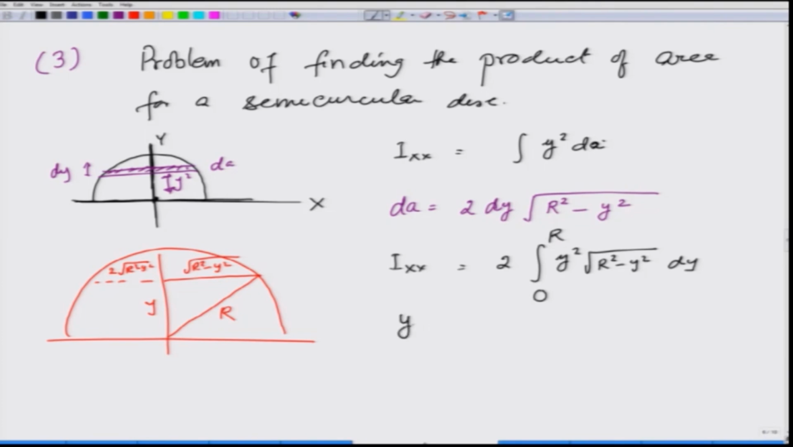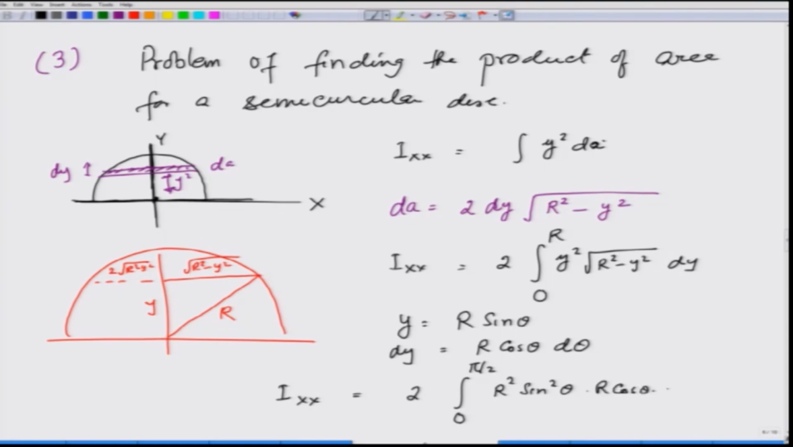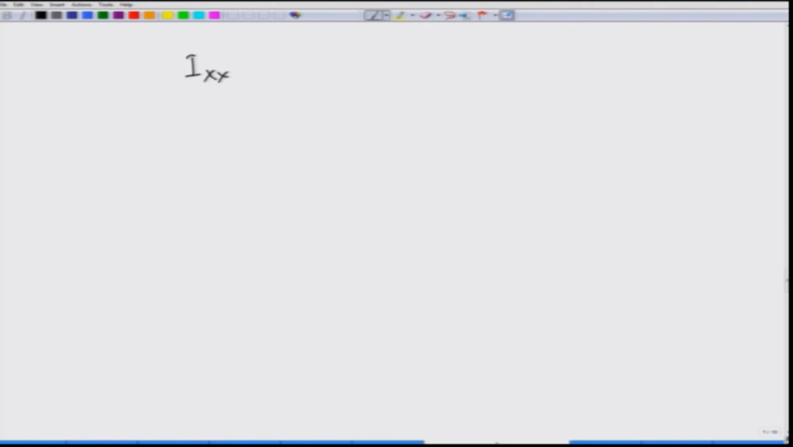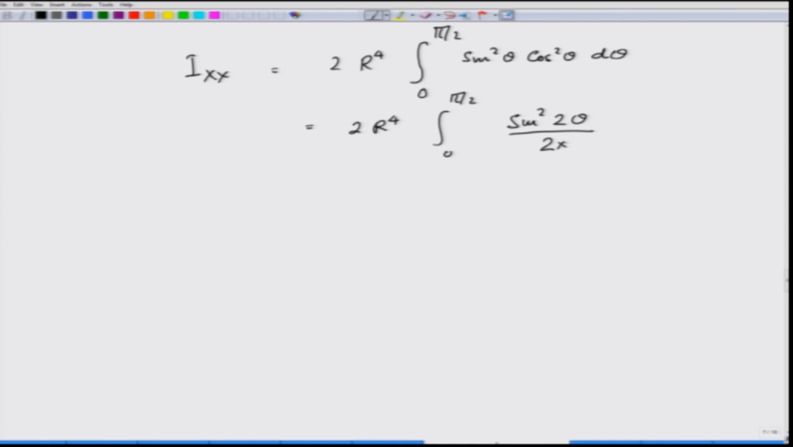This integral is easy to perform. I take y equals r sin theta, dy becomes r cosine theta d theta, and therefore, Ixx becomes equal to 2 integral, lower limit theta would be 0, upper limit theta will be pi by 2, y square will be r square sine square theta, square root of r square minus y square will be r cosine theta, and then you have dy, which is r cosine theta d theta. Therefore, I can write this whole thing as Ixx equal to 2 r raised to 4 integral 0 to pi by 2 sine square theta cosine square theta d theta, which I can write as 2 r raised to 4 integral 0 to pi by 2 sine square 2 theta over 4 d theta.